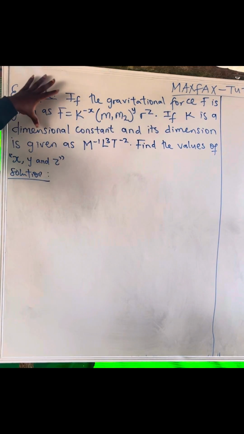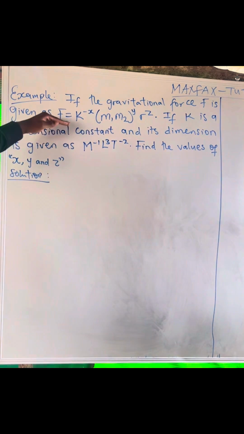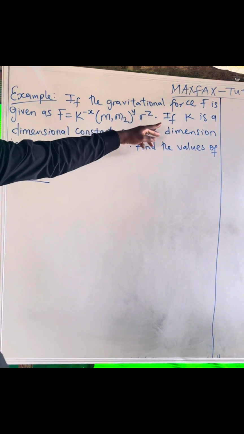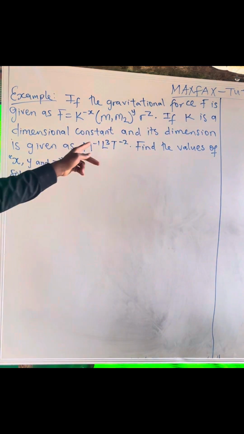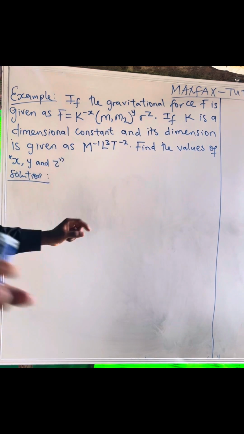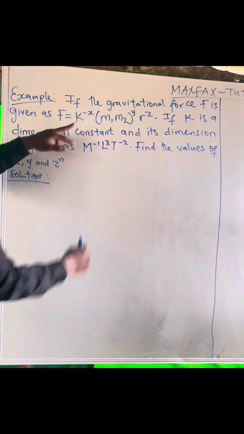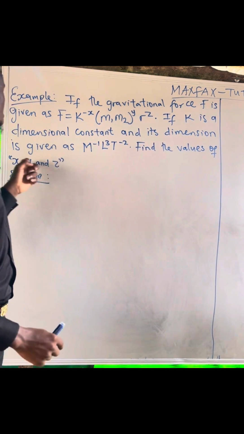Okay, guys, in this example, if the gravitational force F is given as this equation given to you in the question, and K is a dimensional constant, not a dimensionless constant, and its dimension is given as this, find the values of X, Y, and Z.